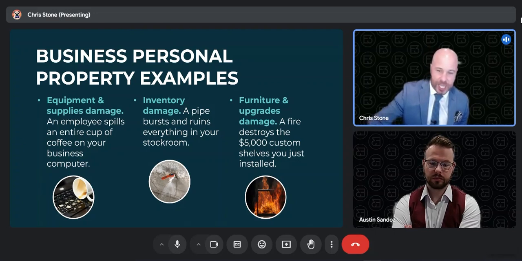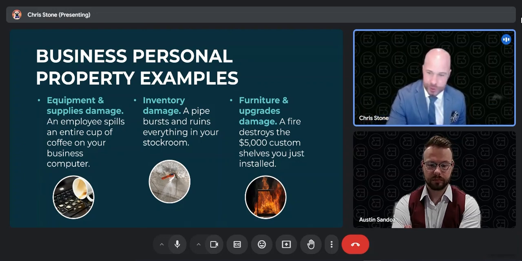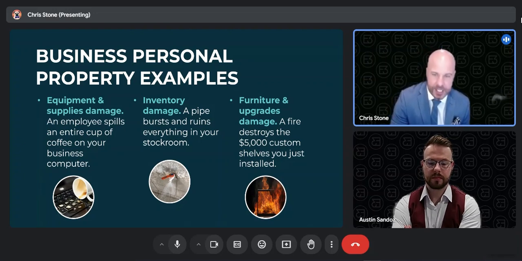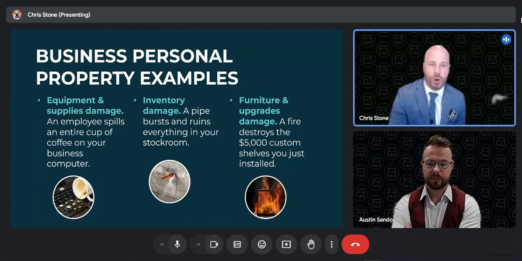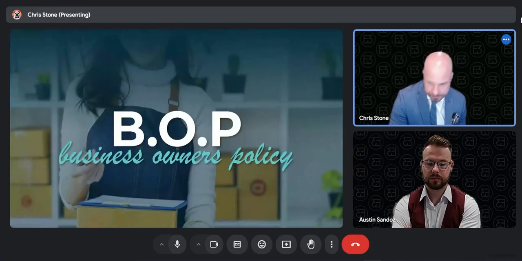If you have a stockroom full of inventory, that's business personal property, but all the furniture, computers, files, everything related to your business inside those four walls is considered business personal property. None of that is covered under general liability or professional liability for that matter.